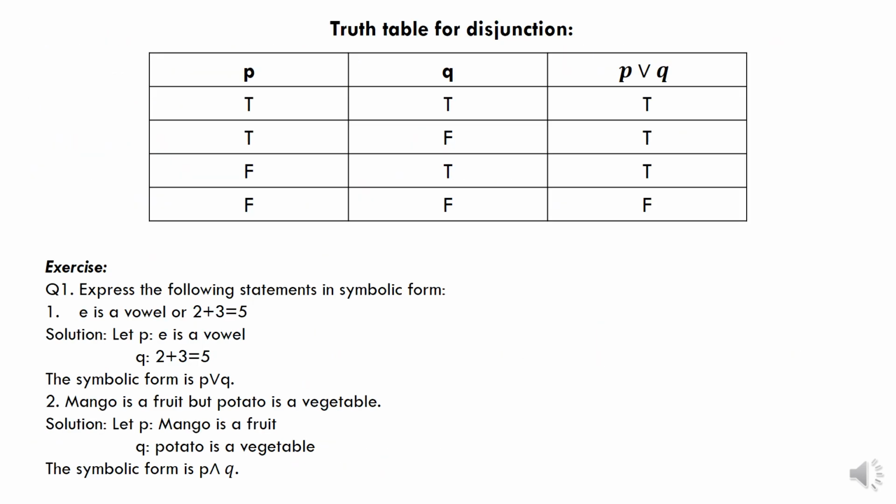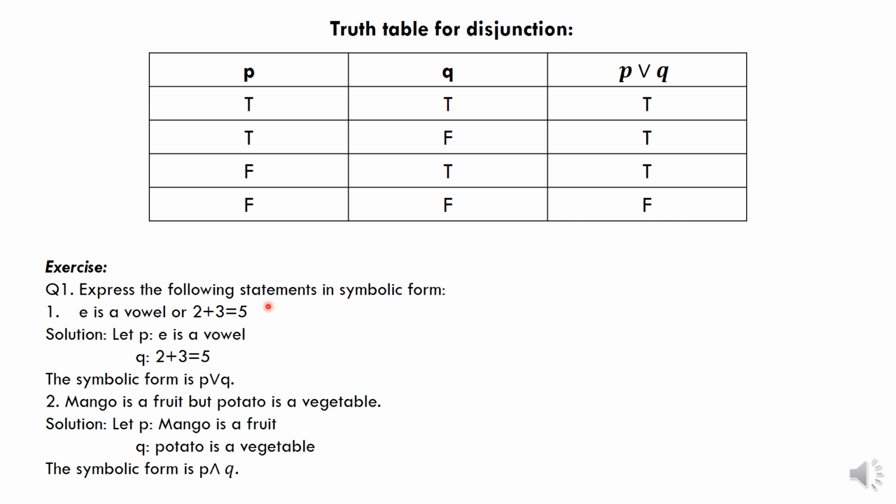Table for disjunction. If P is true and Q is true, then P or Q is true. If P is true but Q is false, then P or Q is true. If P is false but Q is true, then P or Q is true. If both are false, then P or Q is false. Thus, as you can see, P or Q is false only if P as well as Q are false statements. Otherwise, it is always going to be a true statement. Needless to say, please learn this table by heart so that you can solve sums based on this concept.